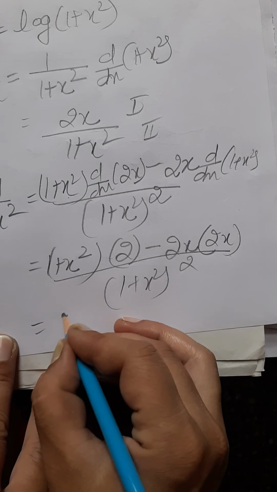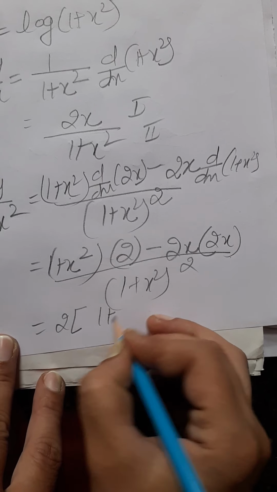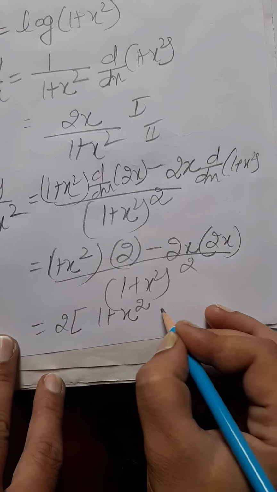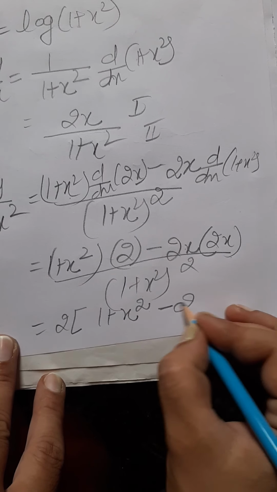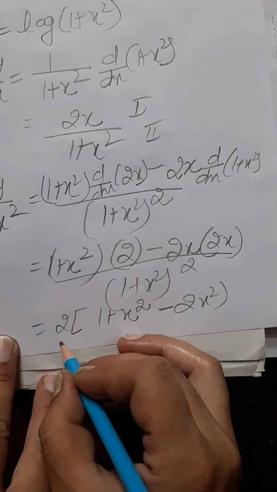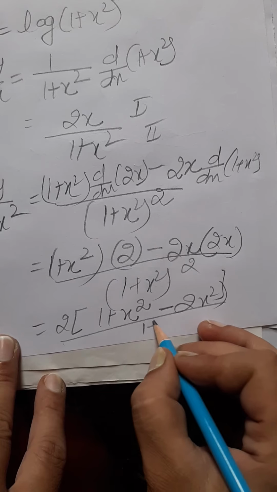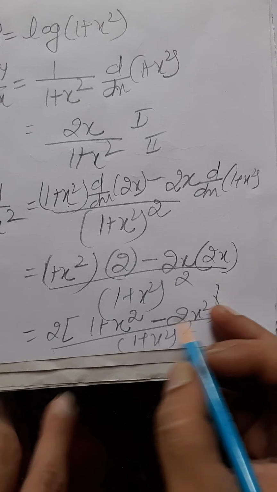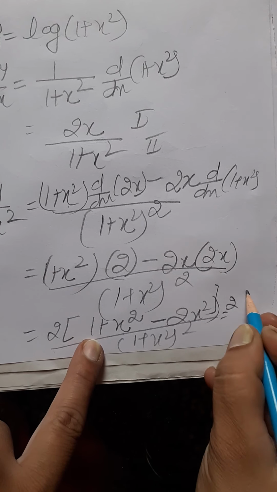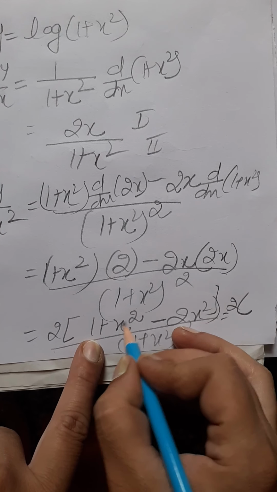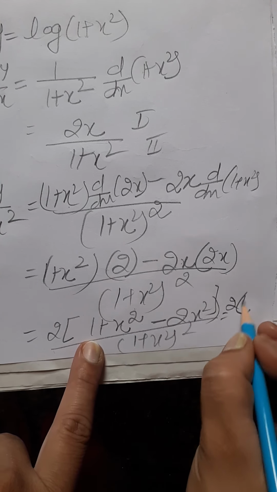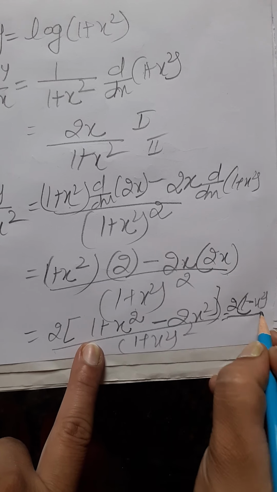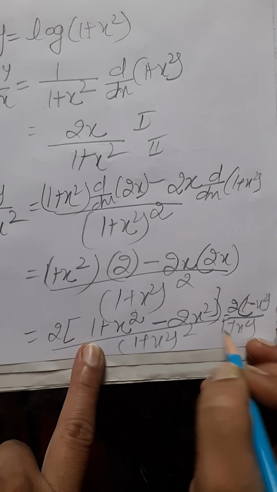You can take out 2 as common, and we write here 1 plus x square, and after solving it we get 2x square, and we write here 1 plus x square whole squared, and after that you get the value 2. Cancelling x square from 2x square, we get 1 minus x square over 1 plus x square whole squared.